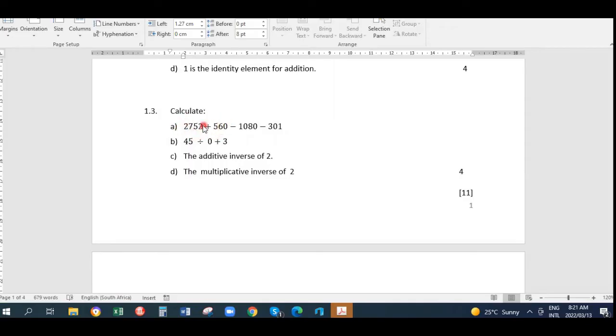There's two positive numbers. You add your positive numbers, you add your negative numbers, and you take your positive numbers and subtract all the negative numbers. Here we got 45 divided by 0. Now you cannot divide by 0. So this is undefined. Although we're adding a plus 3, this entire expression is undefined because we're trying to divide by 0. And if you use your calculator, it will show you that it is undefined.